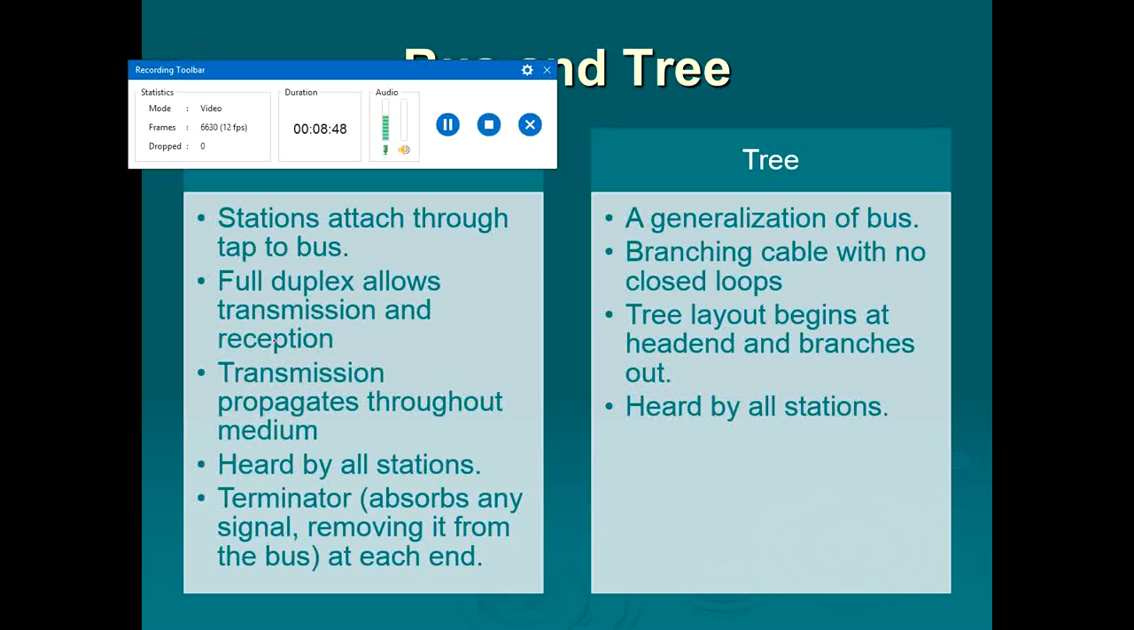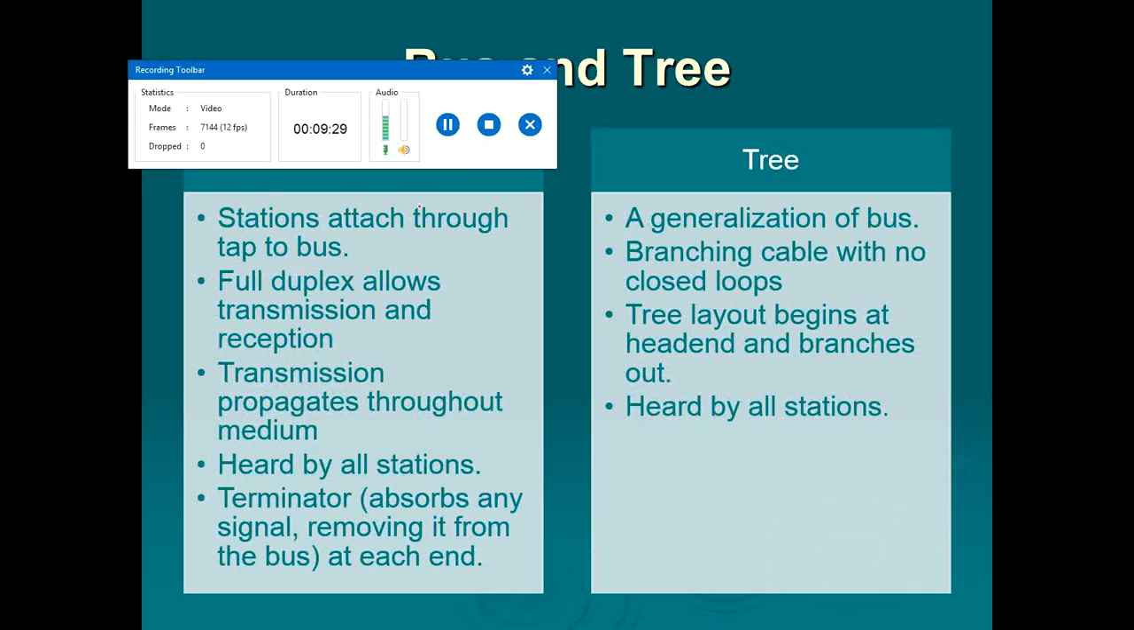The transmission propagates throughout the medium. So a transmission, a signal which is transmitted from any station, propagates the length of the medium in both directions, and it can be received by all the other stations. And at the end of the bus, there is a terminator, and the purpose of the terminator is that it absorbs any signal which was propagating on the bus and removes that signal from the bus. So this is how the bus works.